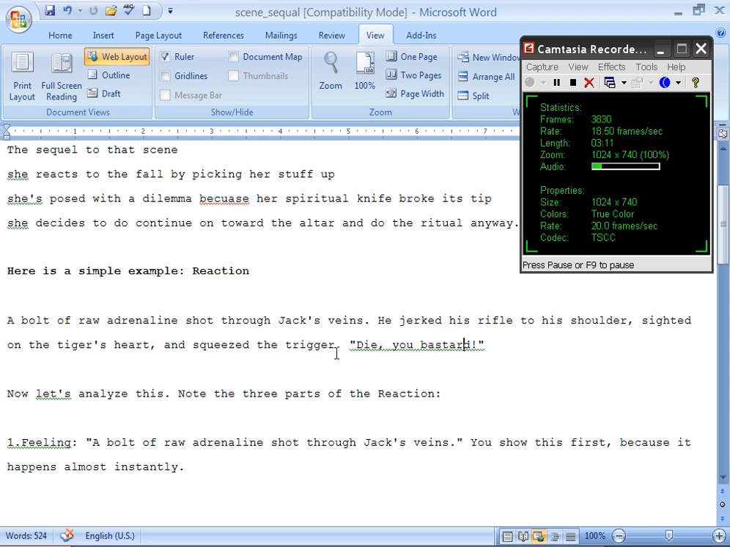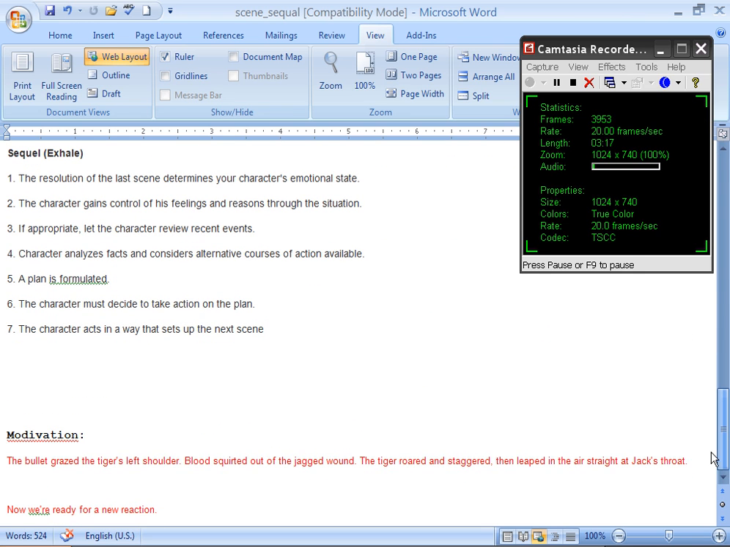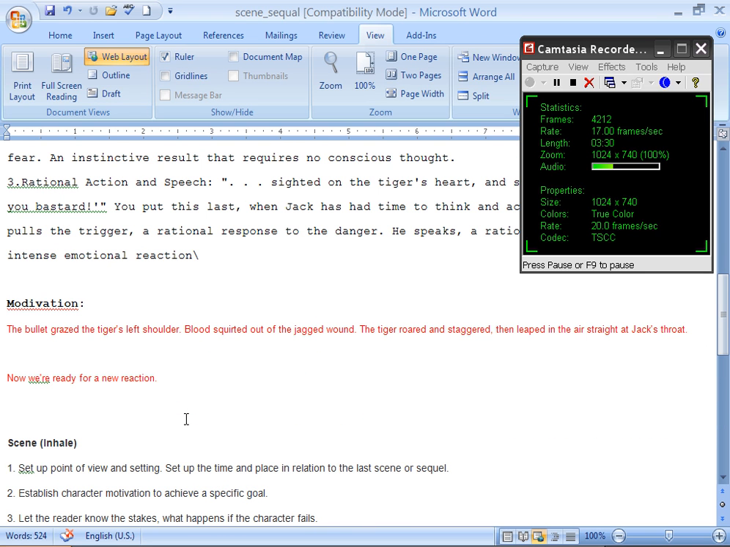And then you can even have him verbalizing how he feels about it. Then you have the reaction, like what happens then? What's the reaction? He pulled the trigger, so you had his action. So first you had his reaction to the tiger's action, right?